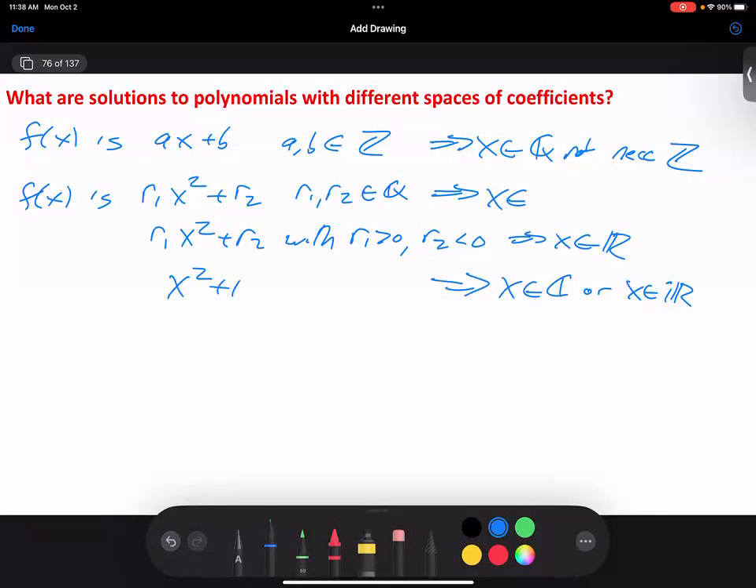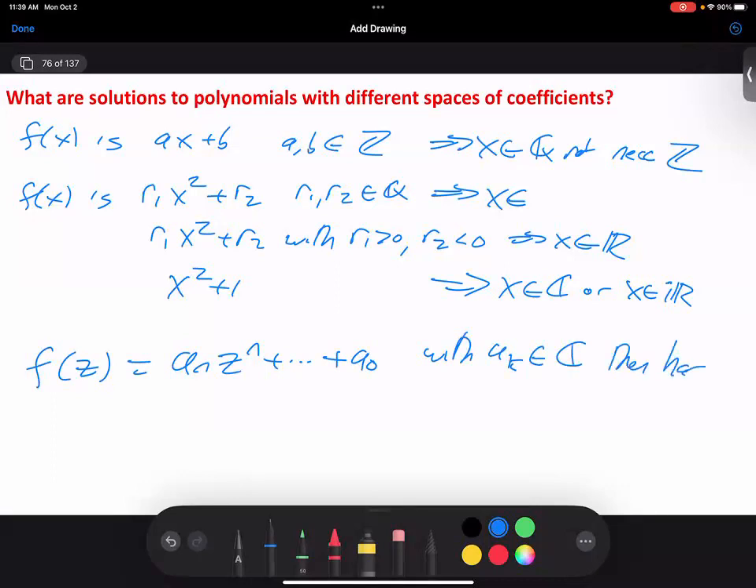And so if I have a polynomial with real coefficients, I don't necessarily have real roots. But what's amazing is if I give you f of z is a_n z^n plus dot dot dot plus a_0, with the a_k in C, then it has n roots in C. I don't have to keep adding more stuff. If I had polynomials with integer coefficients, I needed to expand to the rationals. If I had polynomials with rationals, I had to extend to the reals, even to the complexes.